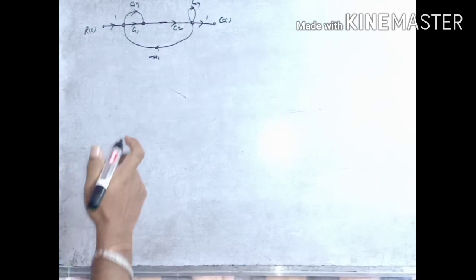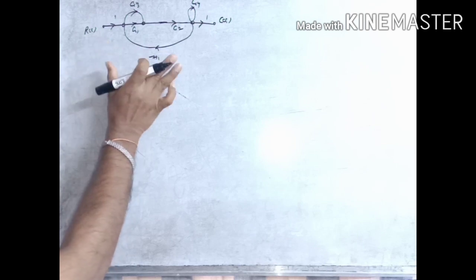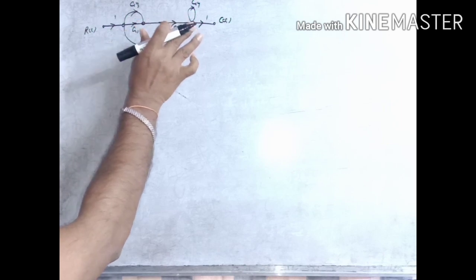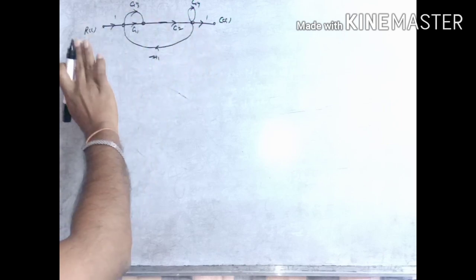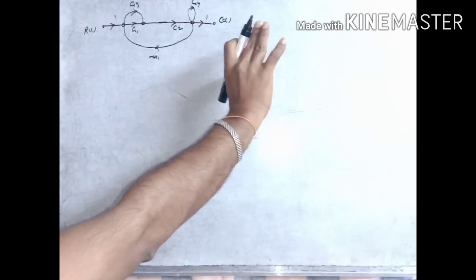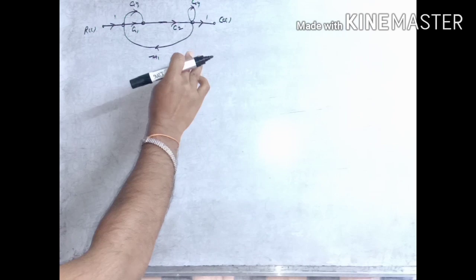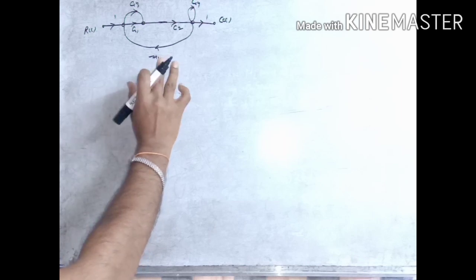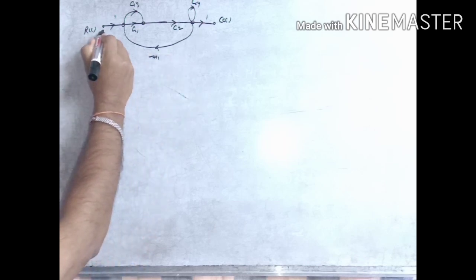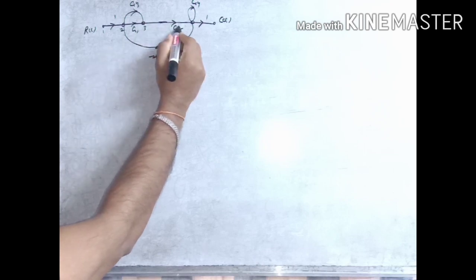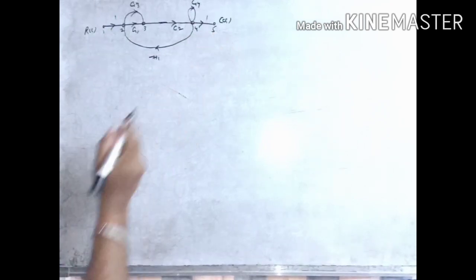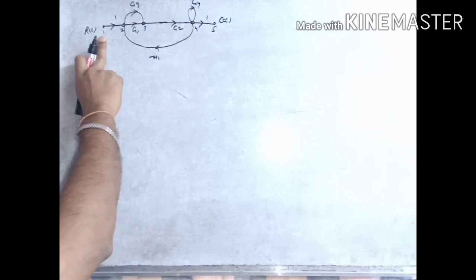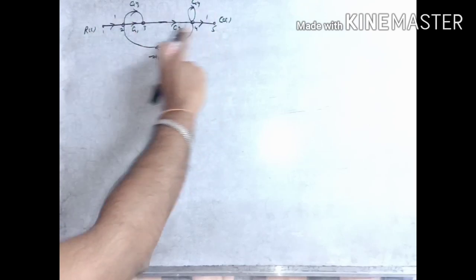First, find the number of forward paths. A forward path is a continuous traversal from input to output where no node is repeated. It should be continuous, and no node should be repeated again. So we have to identify how many such paths are possible in the diagram. Let me mark the nodes as 1, 2, 3, 4 and 5.